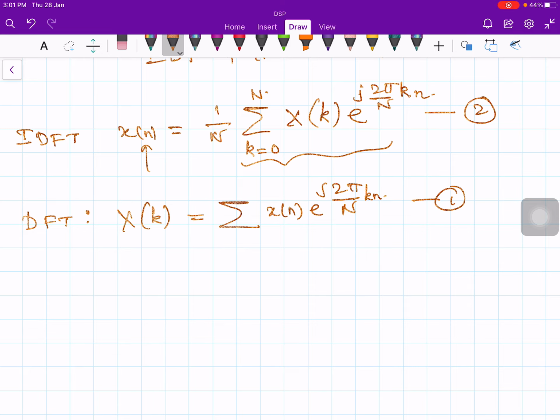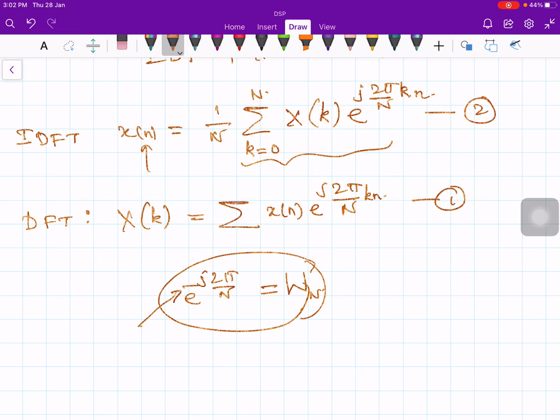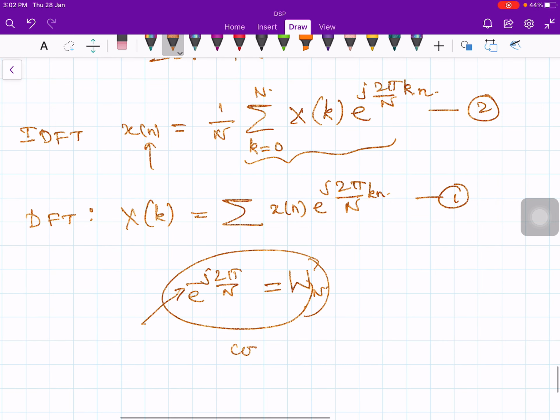In the literature, for historical reasons, the quantity e to the minus j 2 pi by N is usually given the symbol capital W with suffix capital N. It is a bit unfortunate that the negative sign goes here, associated with W_N. But this is how it has gone in the literature, starting with the days of Cooley and Tukey.